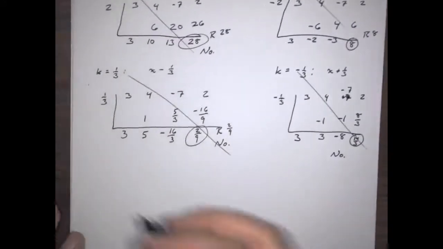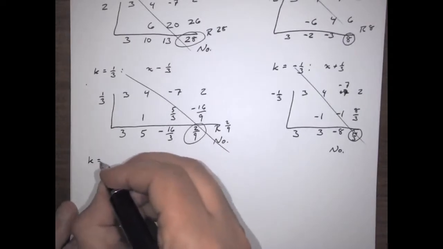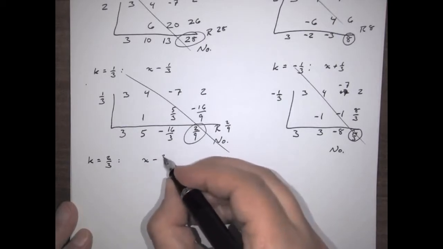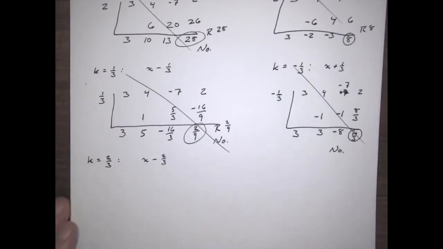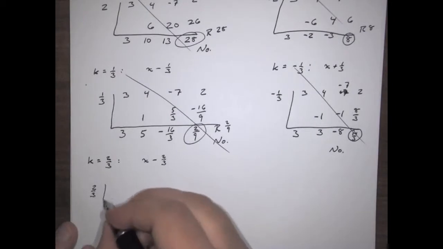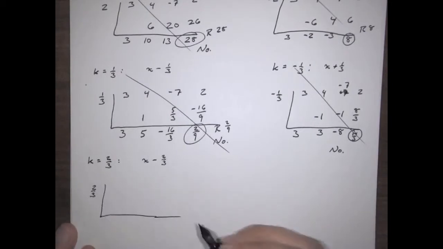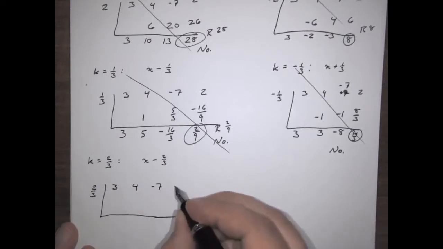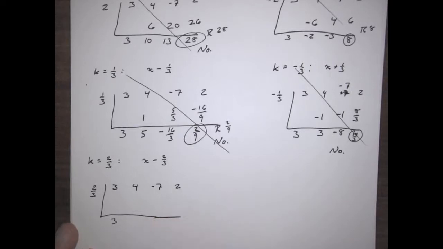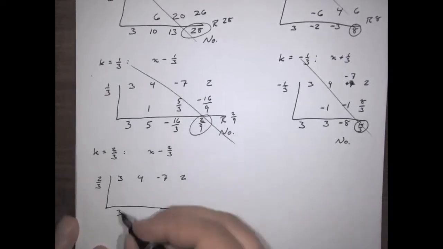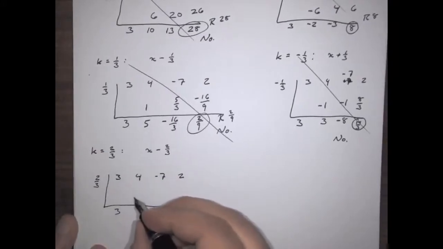Okay. Well then, what if k equals 2/3? That would be the factor x minus 2/3. Let's see how that works out. So, 2/3. Starting to scrape the bottom of the barrel on our possible factors here. Better get a hit soon, otherwise we give up. So 3 comes down, and multiply 3 times 2/3, it's going to make a 2.